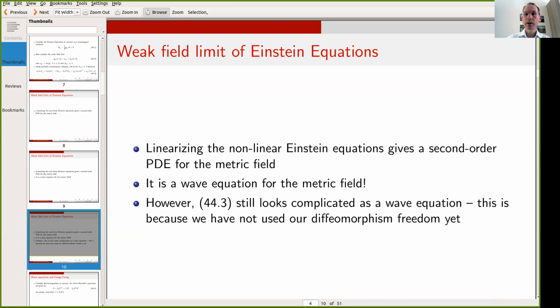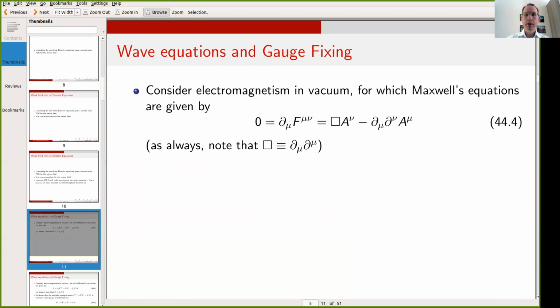But because it still looks very complicated, we want to employ our ability to express this in more suitable terms. In particular, we have not used the fact that GR is invariant under diffeomorphisms, so coordinate changes, and we can use this freedom to simplify the expression for the wave equation. To take a step back, let's take a different theory, which most of you will be well aware of, which is Maxwell's theory of classical electromagnetism.